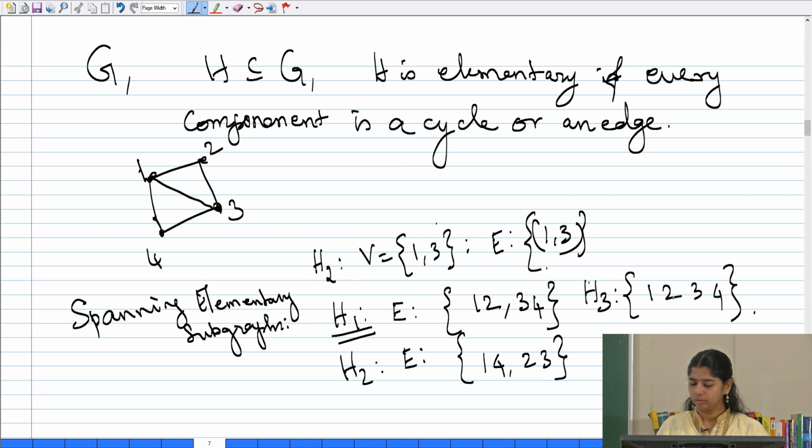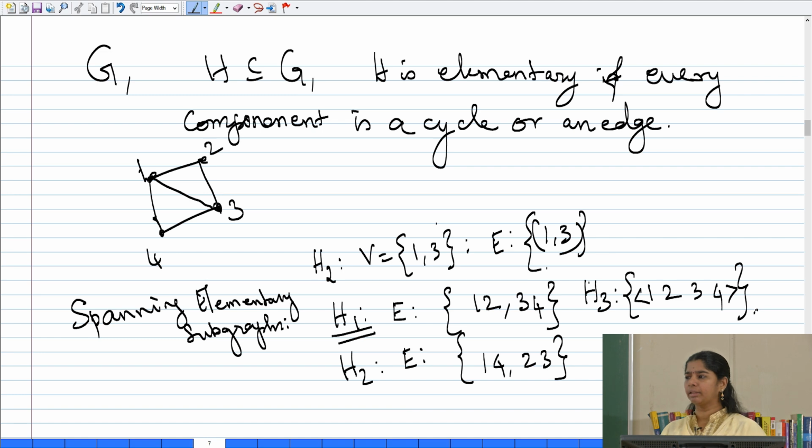Yeah. So, I will write it as a cycle itself, 1 2 3 4. So, there are 3 possible elementary spanning subgraphs for this given graph. Okay. So, why are we doing this? We will go into the representation.